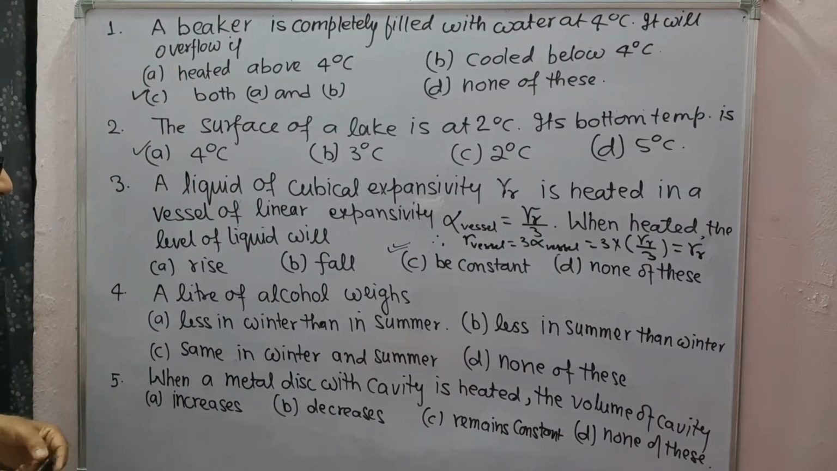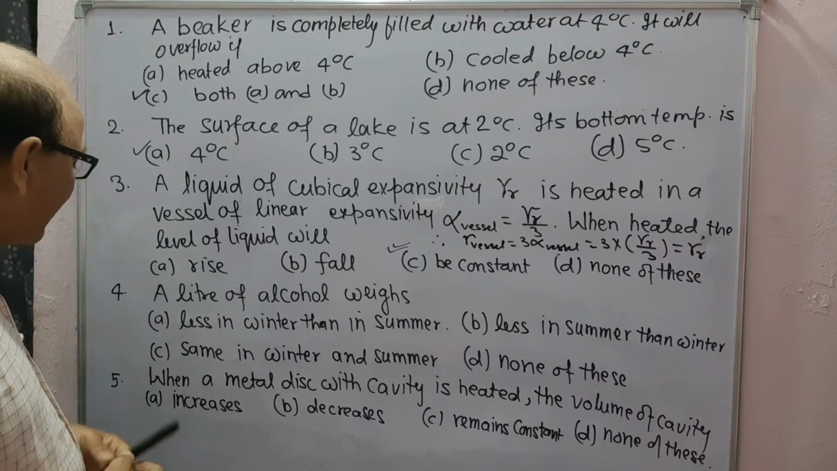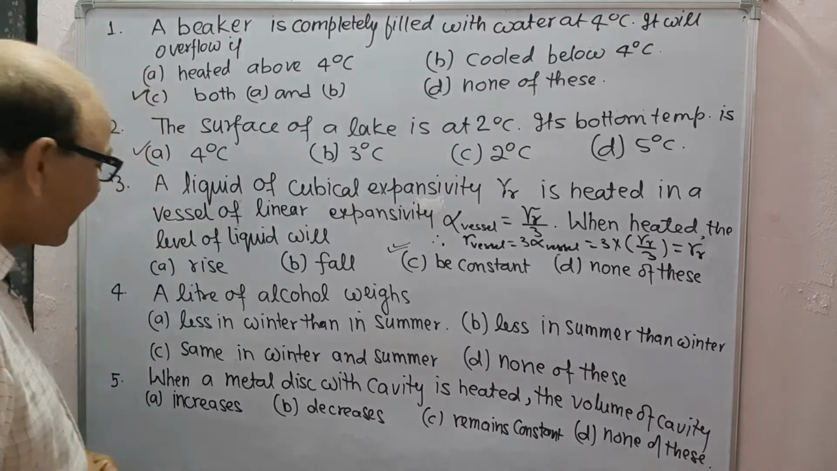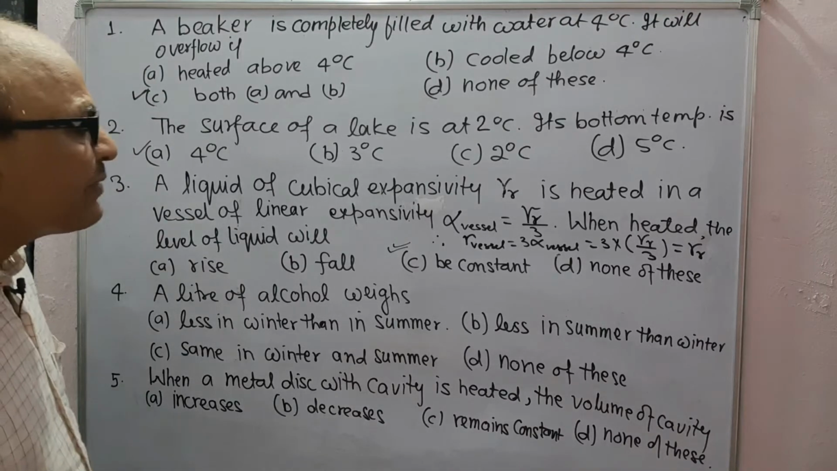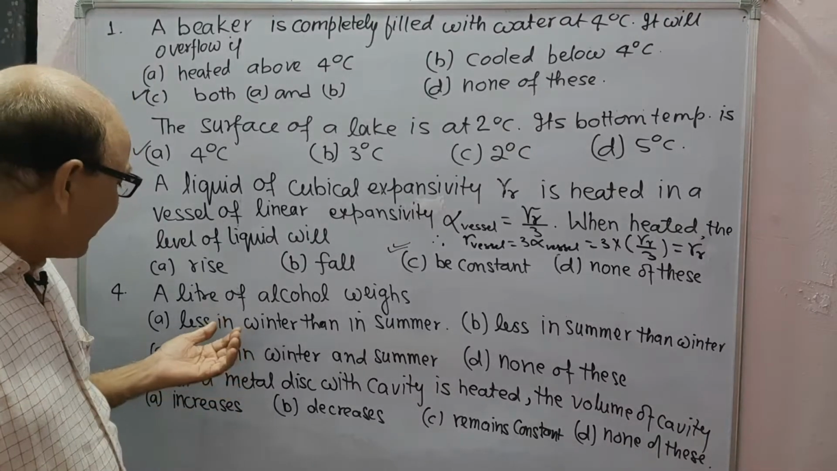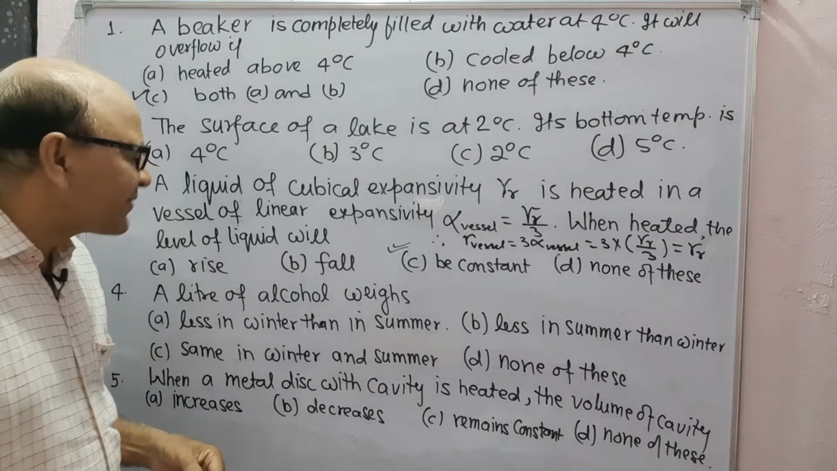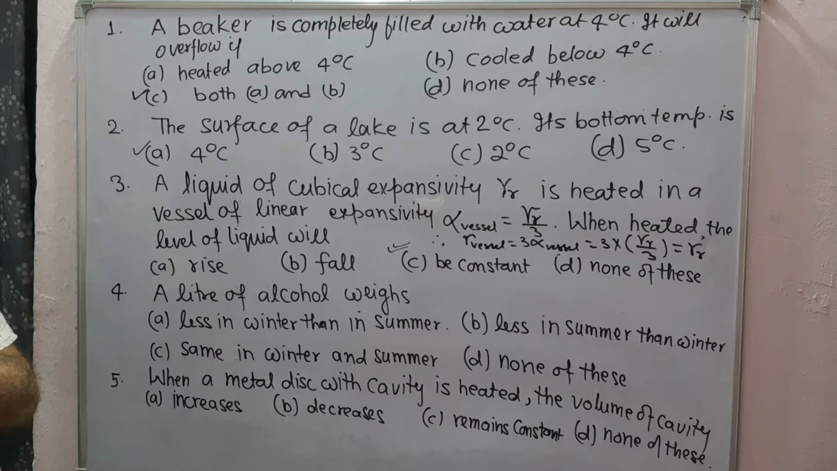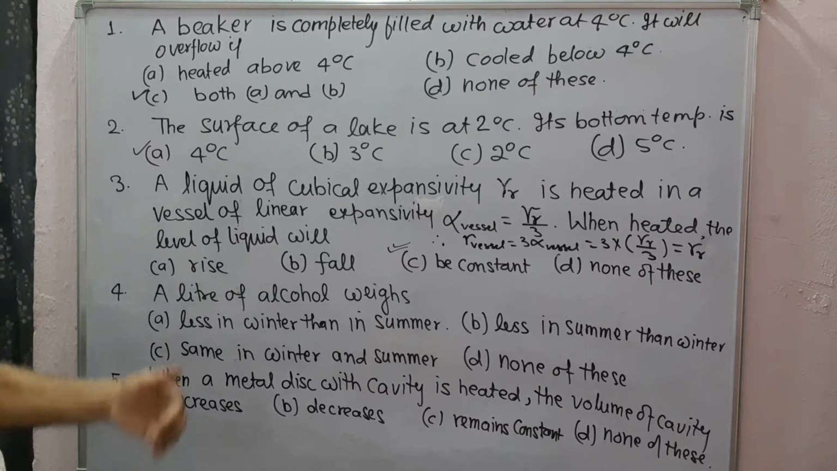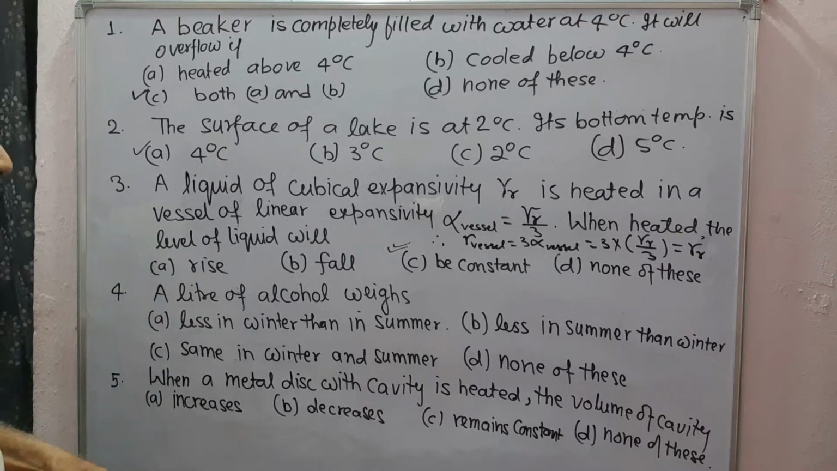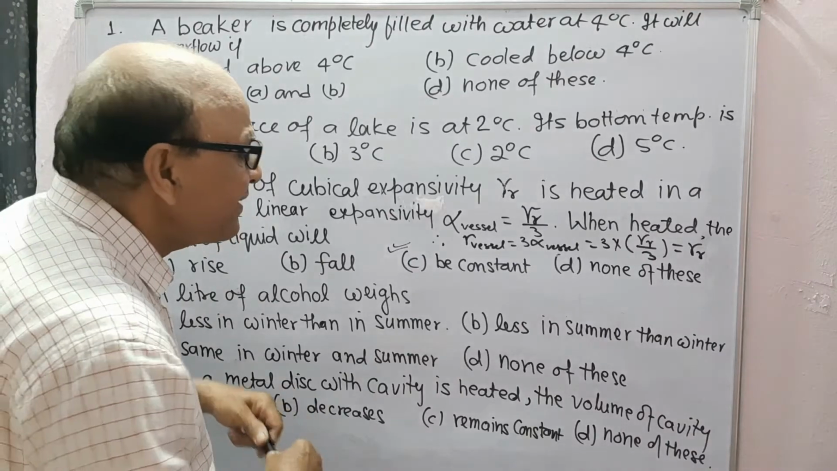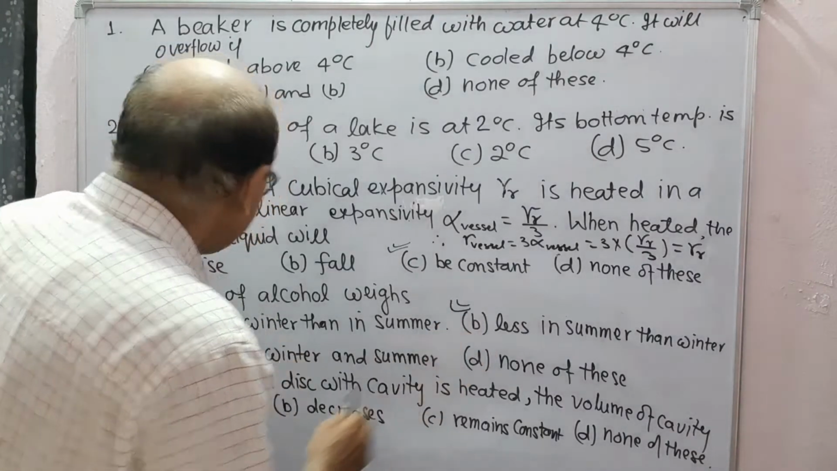Next question. A liter of alcohol weighs: less in winter than summer, less in summer than winter, same in winter and summer, none of these. In the summer season, the volume of alcohol increases, therefore the density decreases, and when density decreases, its weight will decrease. Therefore, the correct option will be less in summer than in winter.